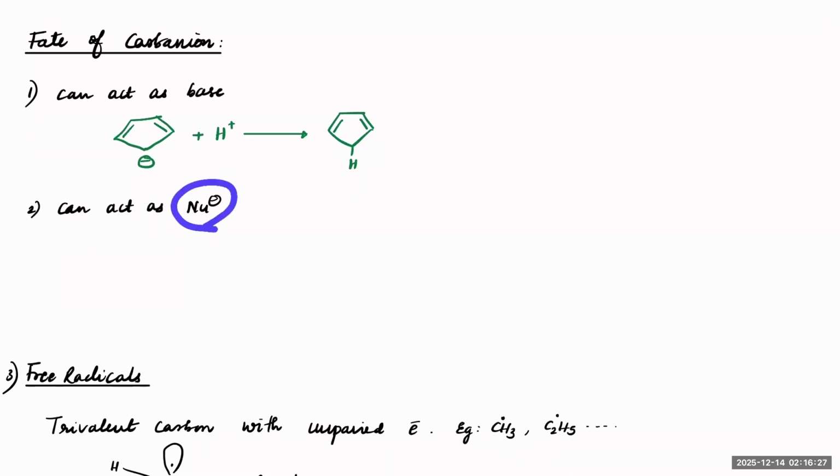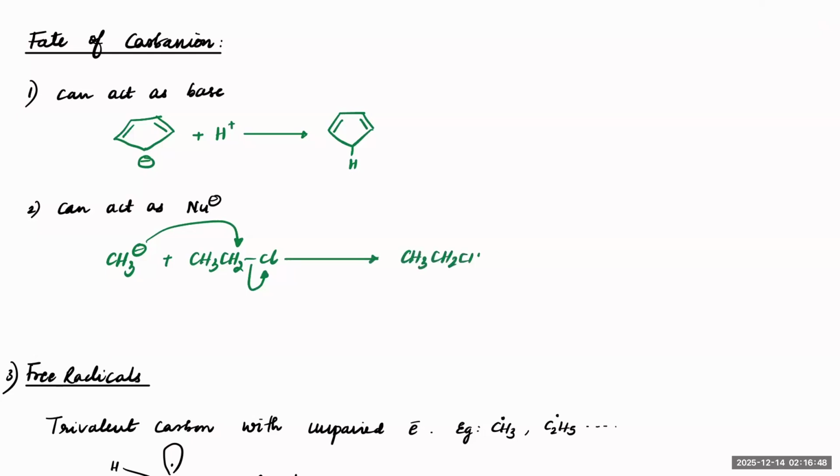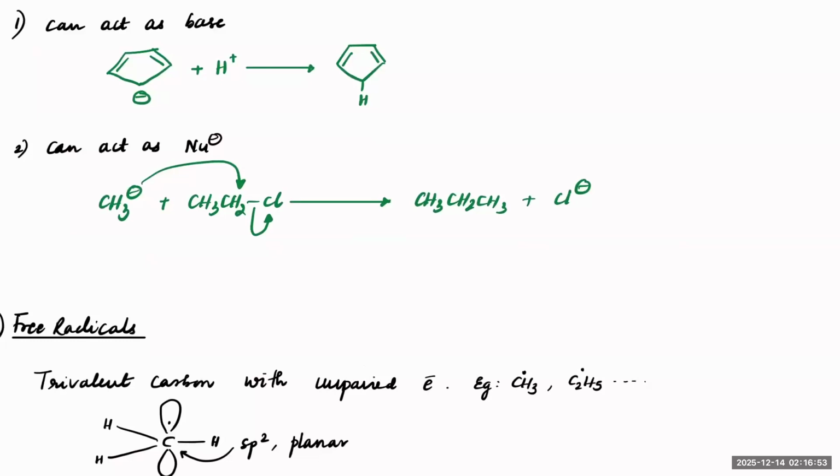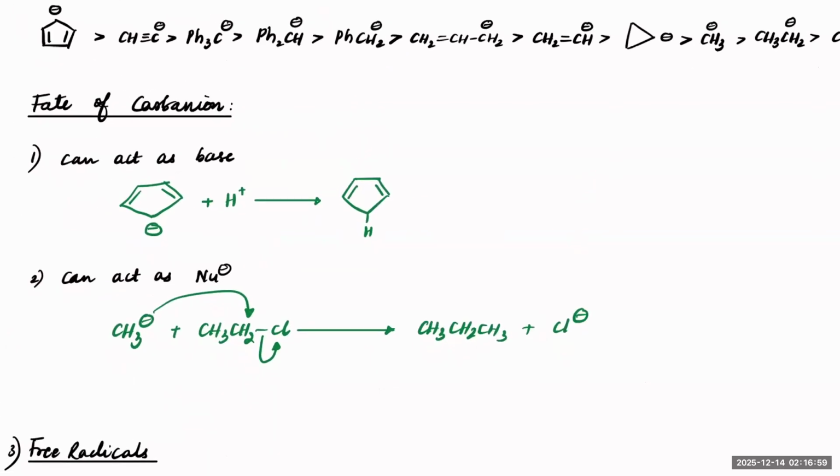Or it can act like a nucleophile, right? So CH3 minus is there. CH3 minus plus, suppose you have CH3CH2Cl. This is how the attack takes place, and you will see CH3CH2CH3 is forming, and Cl minus has been released out. So this is what I meant by acting as a nucleophile. Okay, so these are the two main ways by which carbanions can stabilize themselves: one as a Lewis base, the other as a nucleophile.